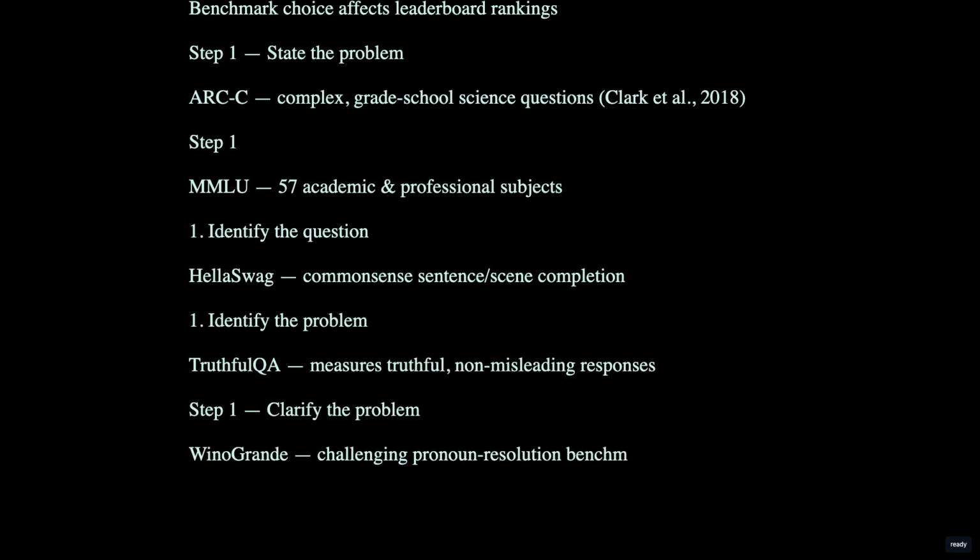WinoGrande, introduced by Sakaguchi et al. in 2019, tests pronoun resolution with deliberately hard, ambiguous examples. These items are designed to defeat models that rely on surface cues, so solving them requires genuine common sense and world knowledge to pick the correct antecedent.